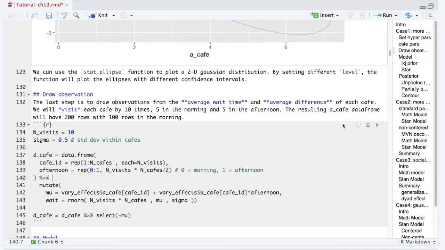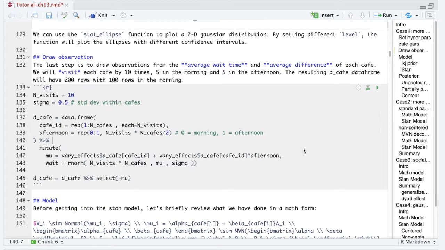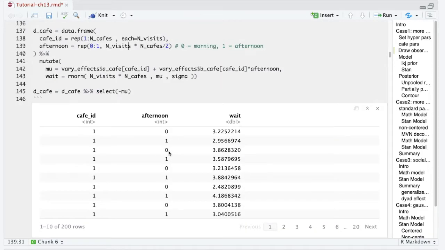So the resulting D cafe, which are the simulated observations, will have 200 rows, with 100 rows in the morning and 100 rows in the afternoon. And each cafe will have 10 rows. So the final simulated data we will use to train our model will be like this, with 200 rows, from cafe 1 to cafe 20 with 10 rows, 5 rows in the morning and 5 rows in the afternoon. And we only observe the waiting time in the morning and waiting time in the afternoon.